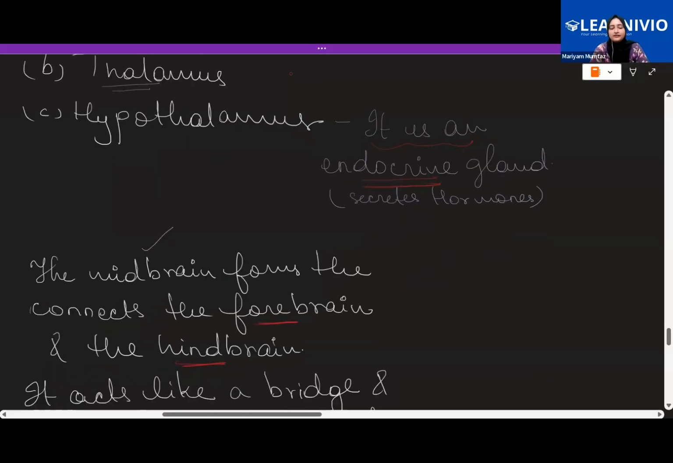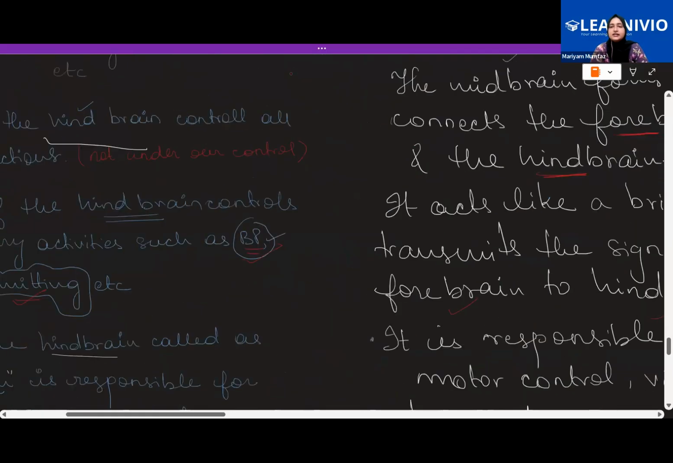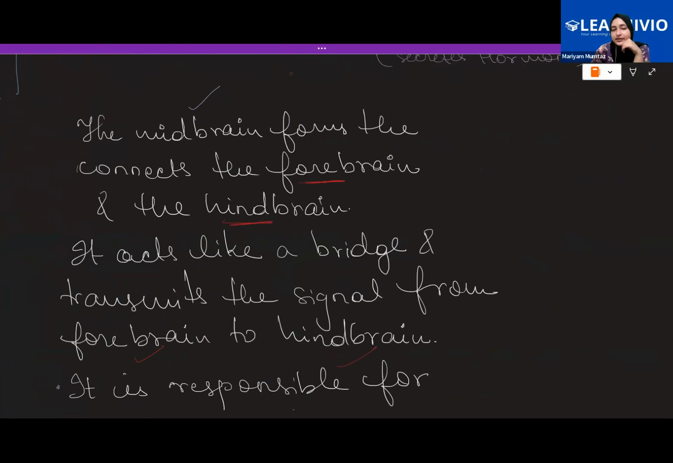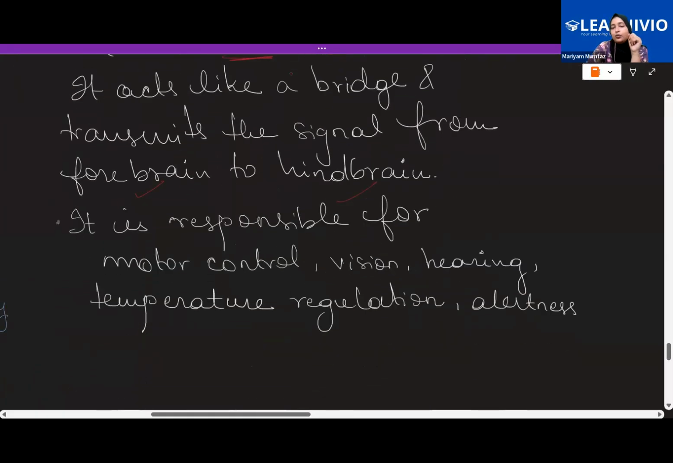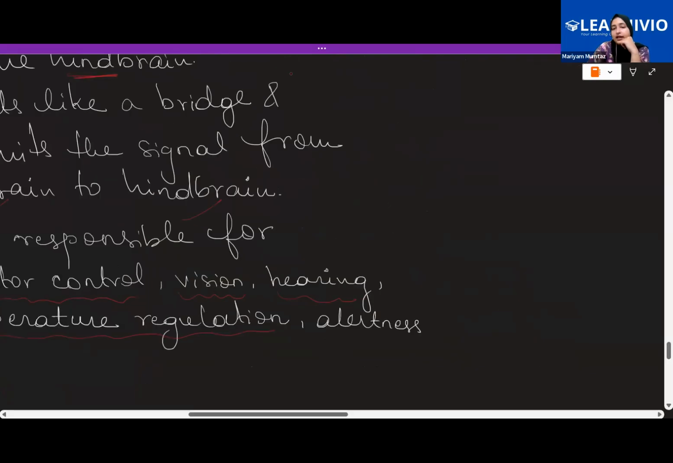But yes, now after that, there comes the midbrain. Now see, the midbrain is the part that connects the forebrain and the hindbrain. So it's like a connecting part in between them. It acts like a bridge and transmits the signal from the forebrain to the hindbrain. And what is it responsible for? It is responsible for motor control, vision, hearing, temperature regulation of our body, and alertness also. So we are alert because of the midbrain.